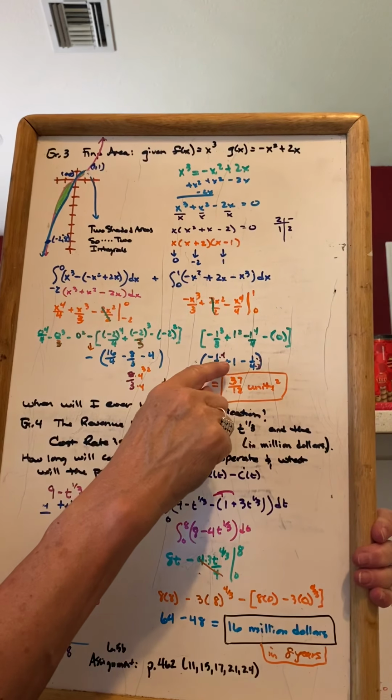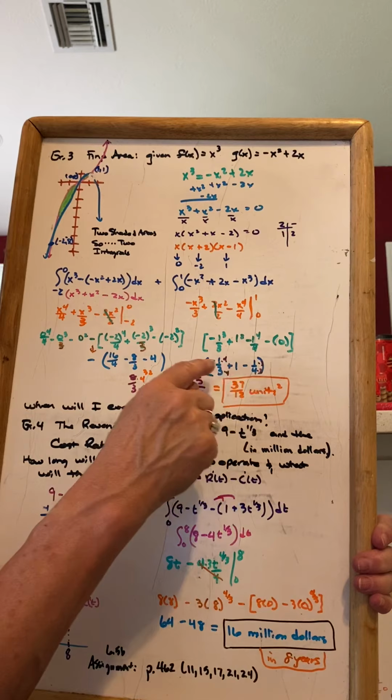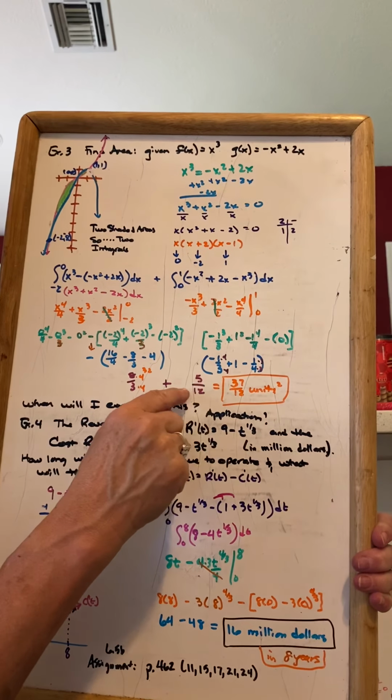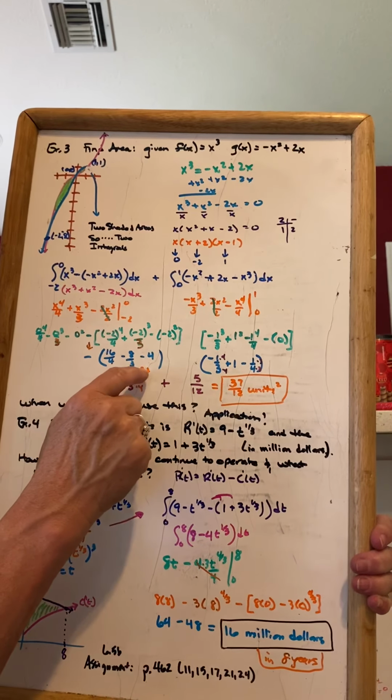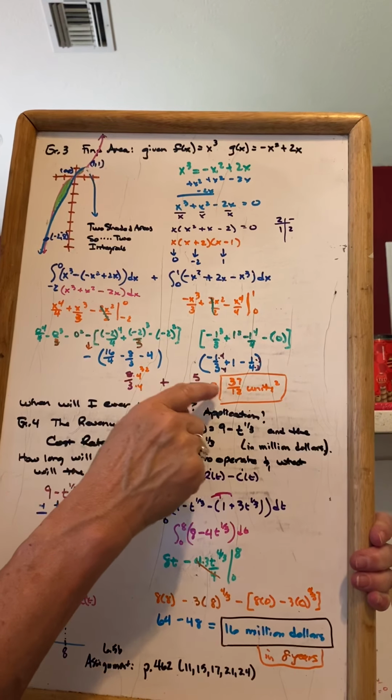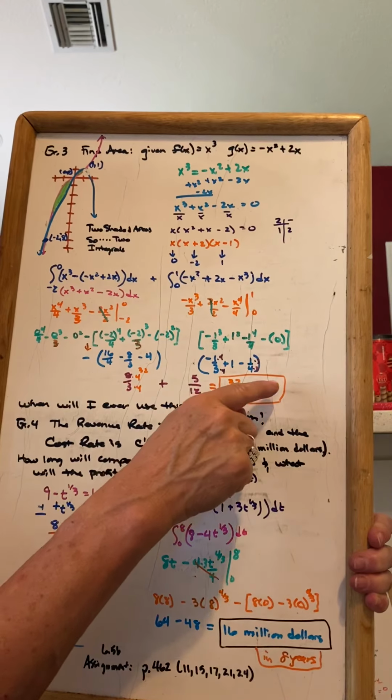So I had negative 1/3 plus 1 minus 1/4. I put everything in twelfths. I get 5/12. I noticed that this was 8/3, so I change it to twelfths. I get 32/12 plus 5/12 is 37/12 units squared.